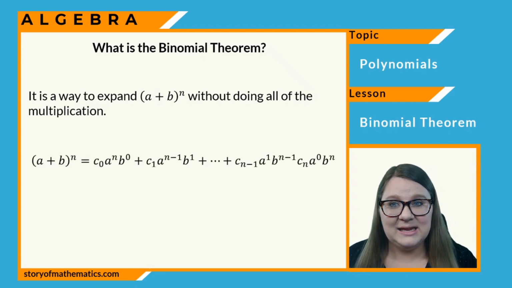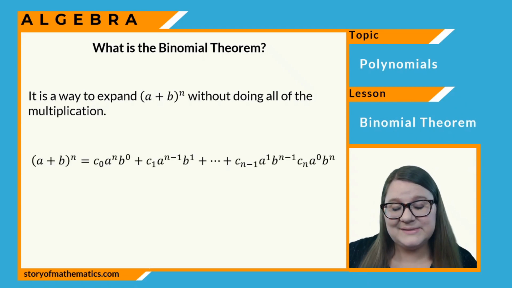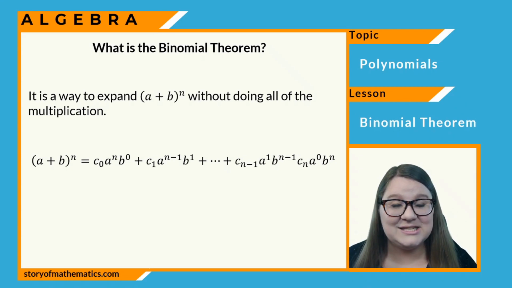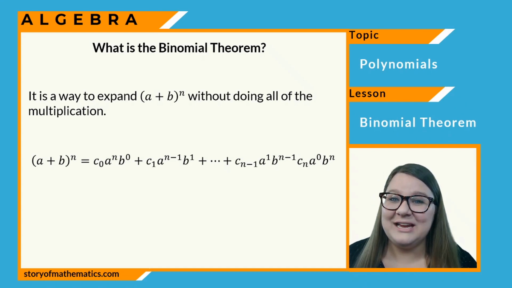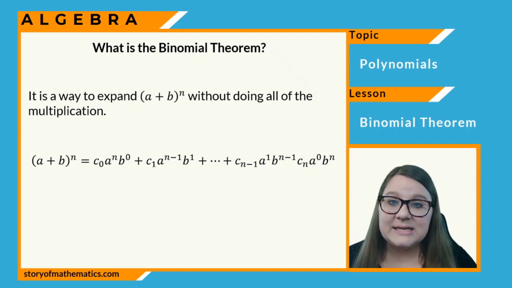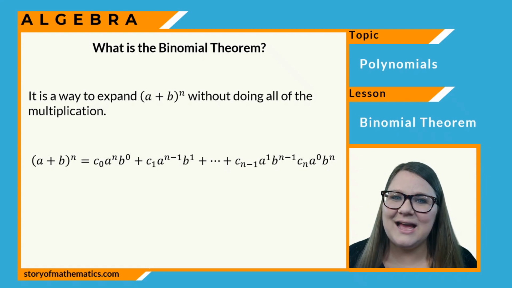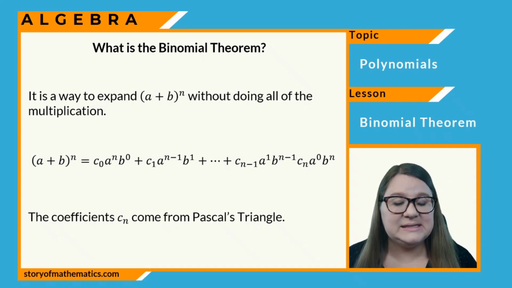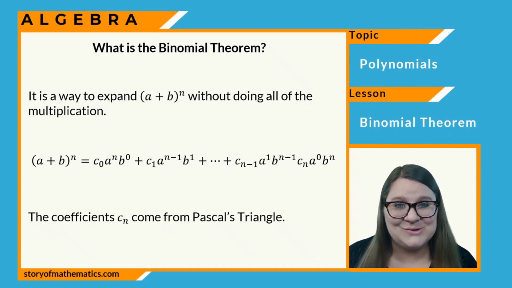(a + b)^n equals a constant times a^n b^0, plus another constant times a^(n-1) times b^1, plus... And we would continue that pattern down until, you'll notice, the exponents of a get smaller and smaller and get to 0. Then the exponents of b start at 0 and go up to n. Now, the coefficients that you're seeing here, the C_n's, come from Pascal's triangle.